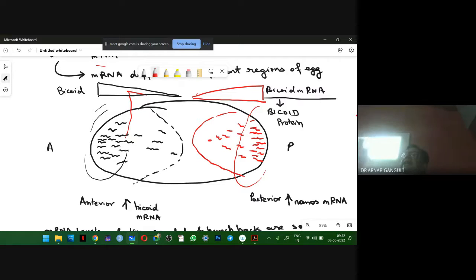It's like a gradient. Gradient means on one end you have high, then gradually as you go to the center, the concentration decreases till there is nothing. That is the meaning of a gradient.